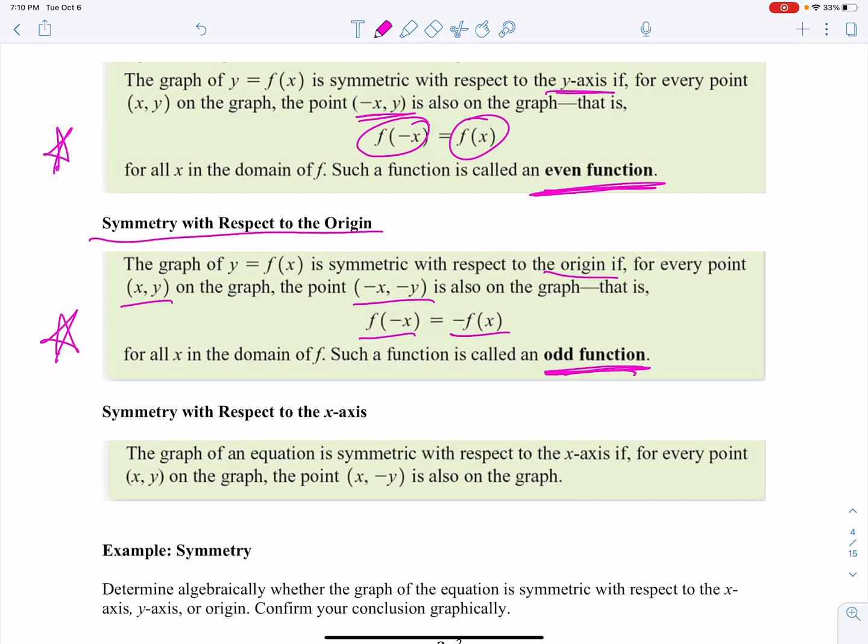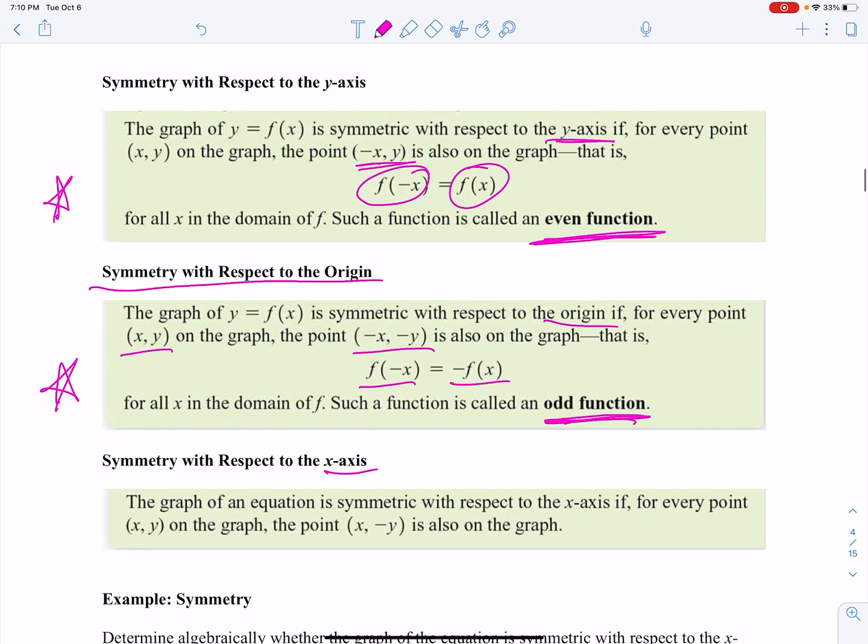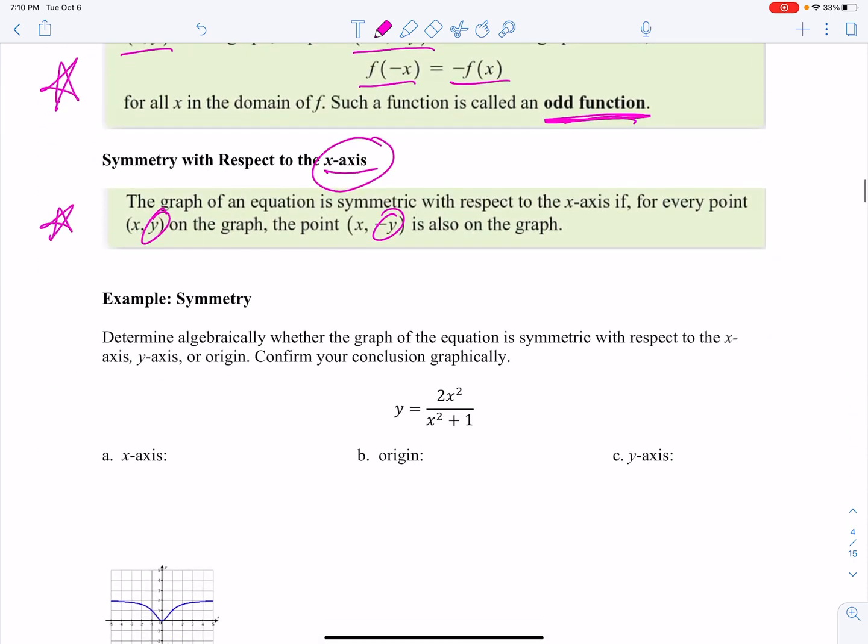Symmetry with respect to the x-axis. This is also important to know, just the other way around. If we're symmetric to the y-axis, we change the sign of the x's. If we're symmetric to the x-axis, notice we change the sign of the y values only. Those are important. Make sure you read over those a few times and understand it.